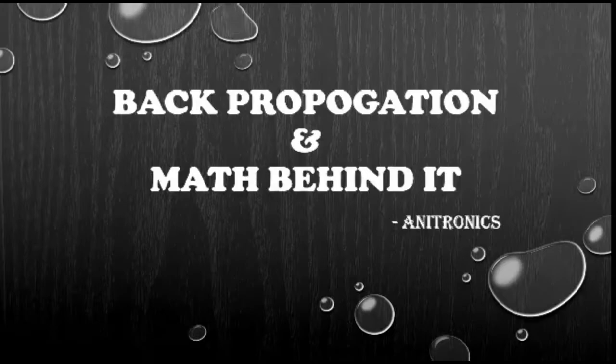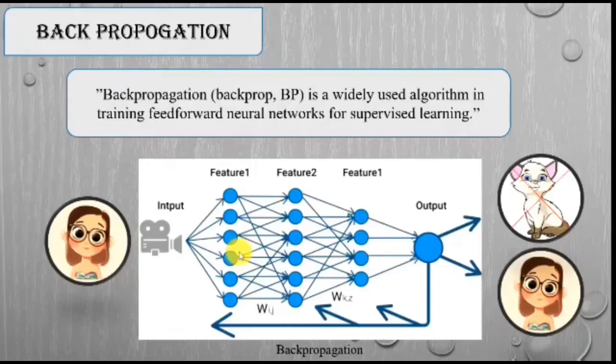Backpropagation and the math behind it. First, let us see what is this backpropagation algorithm. It is a supervised learning method which is widely used in training feed-forward neural networks. So here, we can see a girl's image which is given as an input to this neural network. Then this neural network processes it and gives an output.